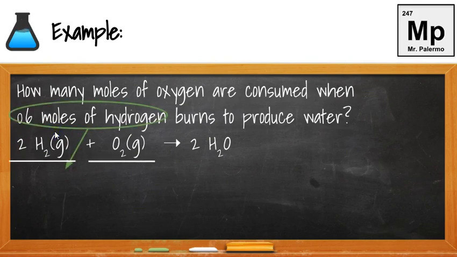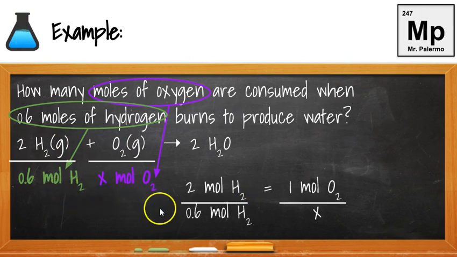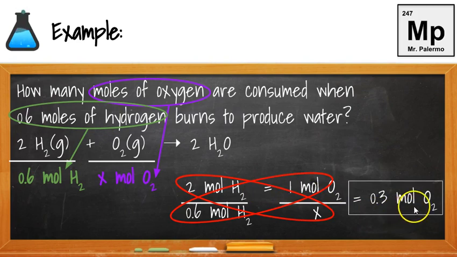So the first thing we do is set up our proportion. We put the 0.6 moles of hydrogen under the hydrogen here. And then how many moles of oxygen? That's going to be my X. And now we have a proportion set up. What we can do is rewrite it to make it more clear. So 2 to 1, and then 0.6 to X. And then simply solve for X using cross multiplication. So 2 times X is 2X, 0.6 times 1 is 0.6. When you divide 0.6 by 2, you get an answer of 0.3 moles of O2.